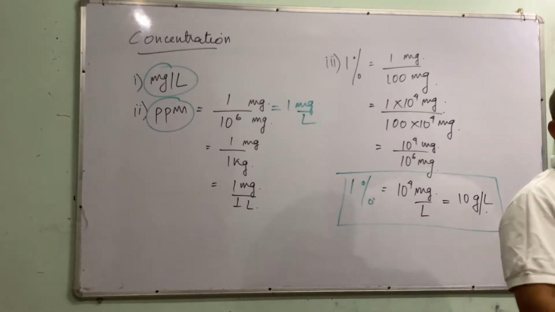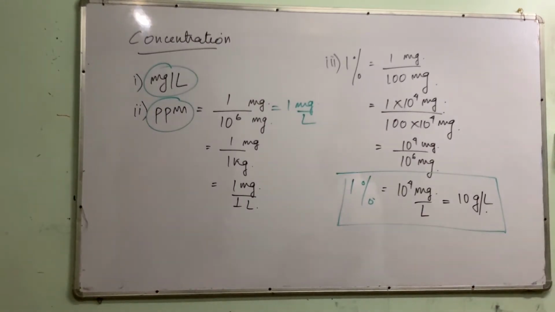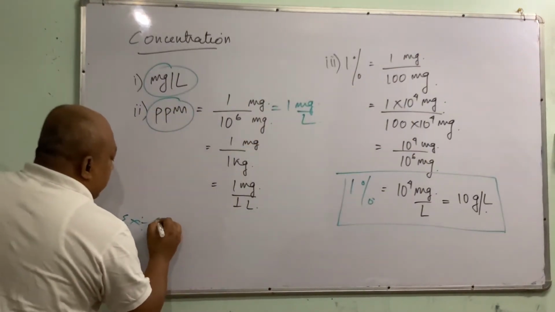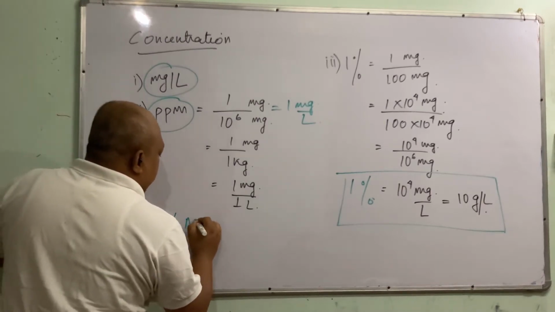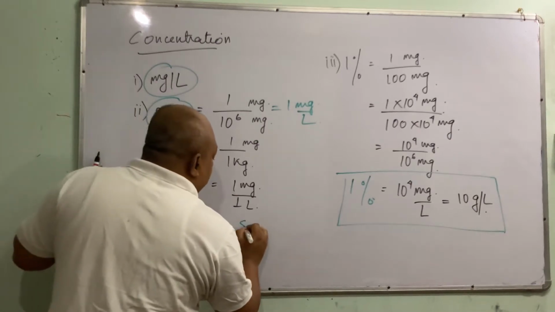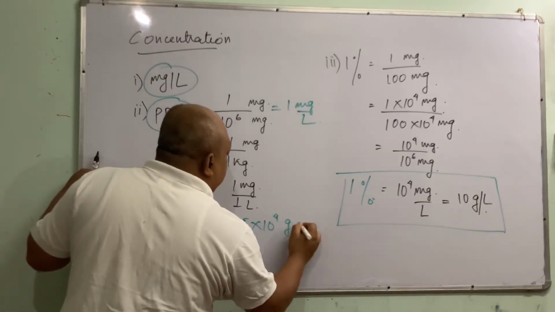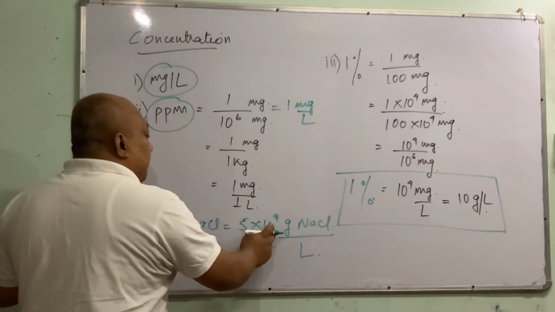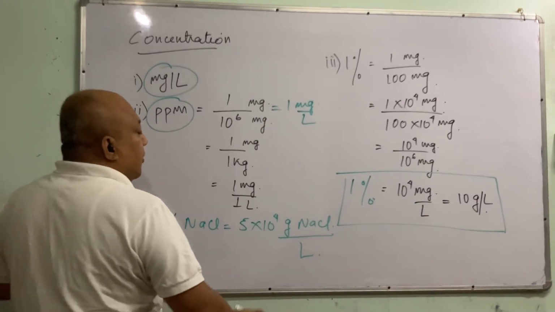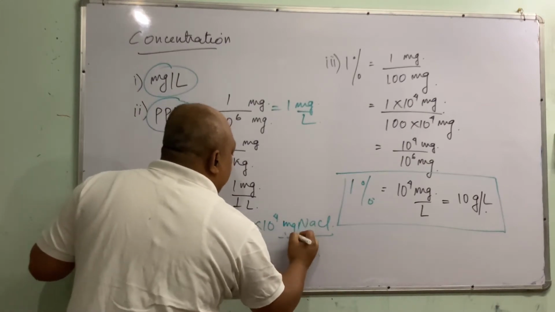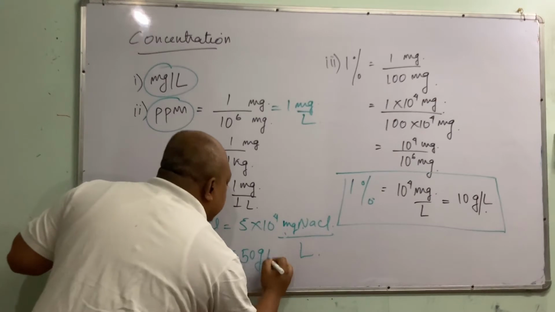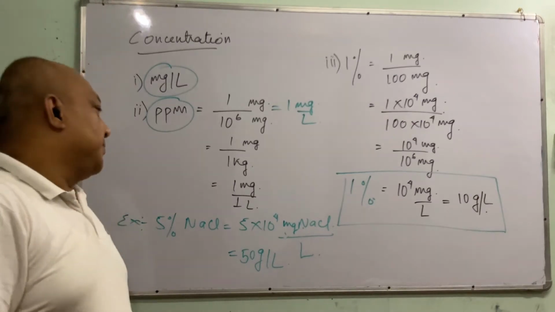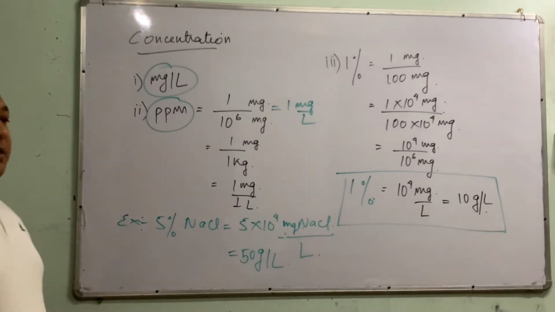So what is 5% of glucose? Oh, sorry, 5% of sodium chloride means, one example, 5% sodium chloride means 5 into 10 to the power 4 milligram of sodium chloride is dissolved per liter. So this is nothing but 50 grams. If you dissolve 50 grams in a liter, that is called 5% of sodium chloride. Okay. I think the concentration concept is clear.